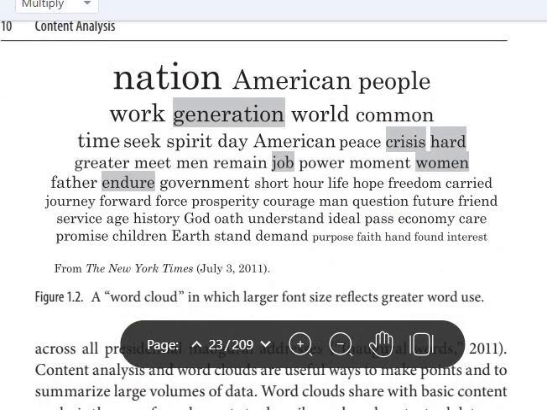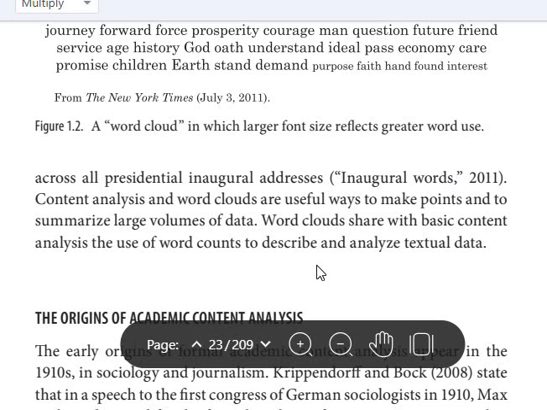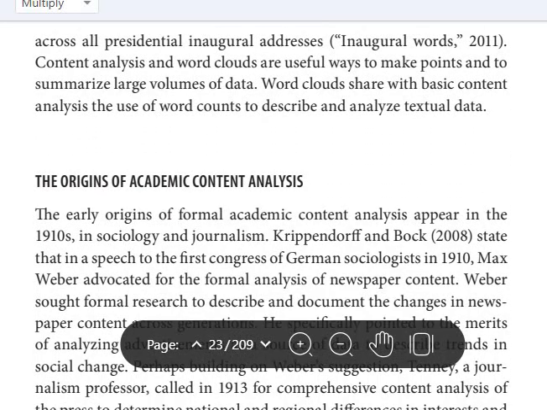As you can see, this is another example, from the New York Times in July 2011. Look at the words "work" and "generation." They are capitalized, and their sizes are larger than any other word. That's why they stand out; it shows their frequency and importance. The text says that word clouds share with basic content analysis the use of word counts to describe and analyze textual data. Let's go now to the origins of academic content analysis.